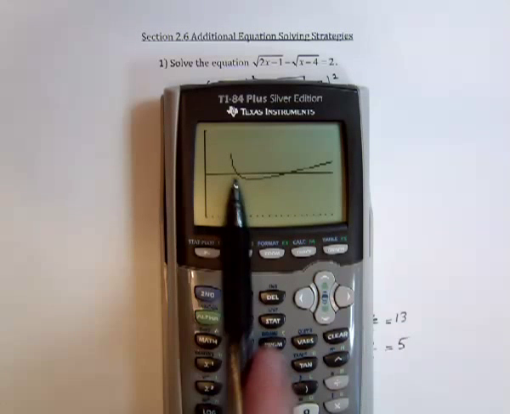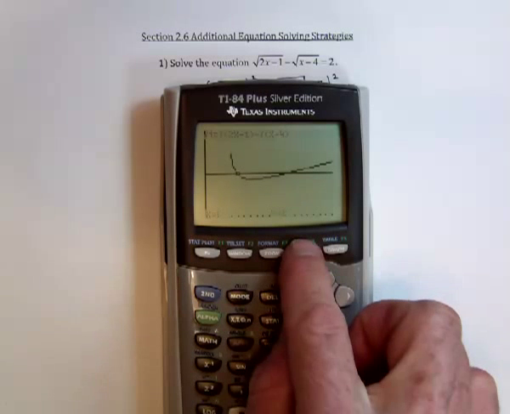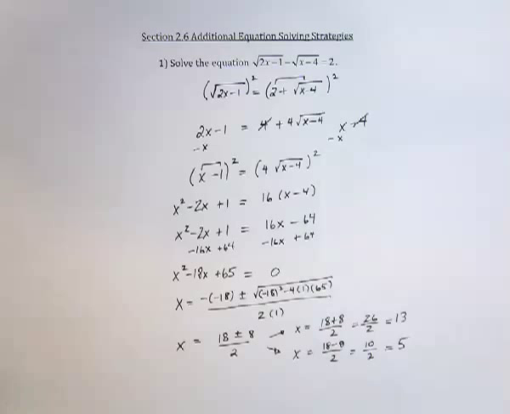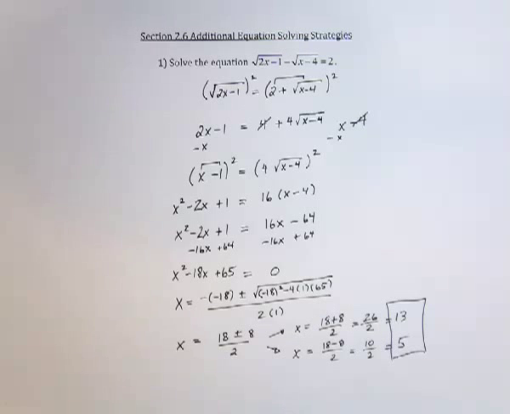So this one should be where x is equal to 5. Trace and put in a 5 for x. Yes, that one's right. And trace and try 13. That's right. So both answers are correct. So we keep both of those as the 2 possible x values.